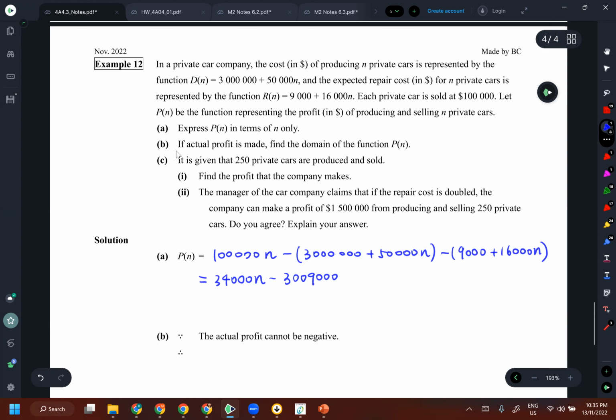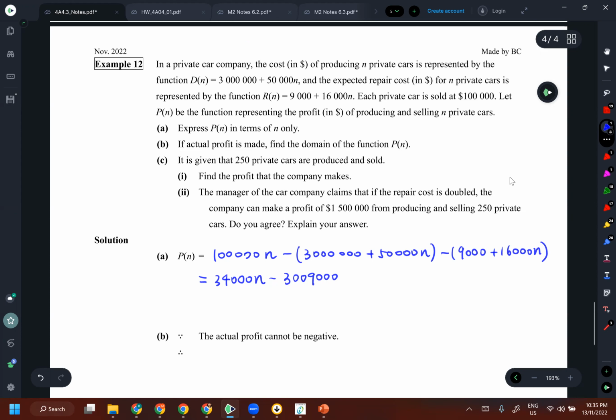Part B. This one is not easy, because it said if an actual profit is made, can you find the domain of the function? The domain of the function. Now you need to understand this question is very weird. What is the domain of the function?